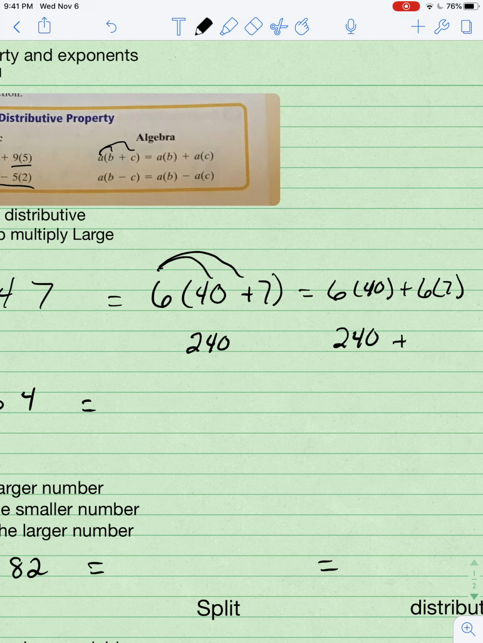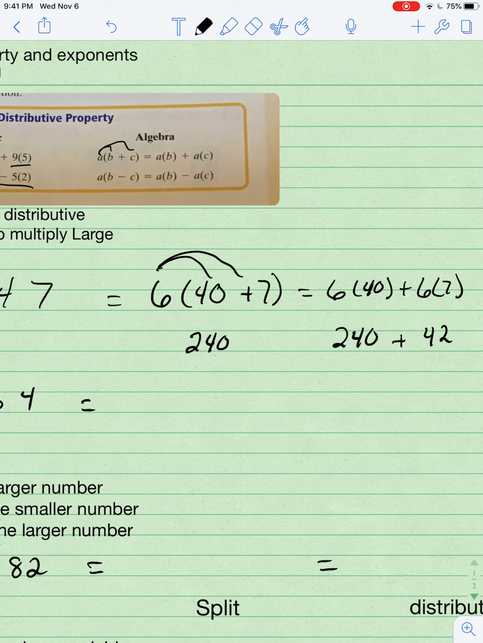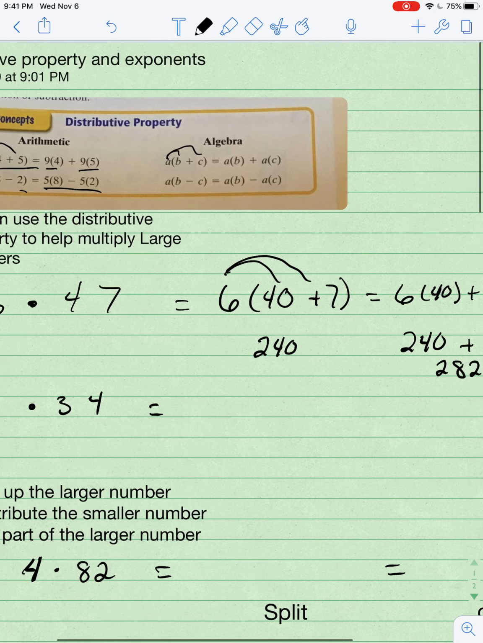And then 6 times 7 is 42. So now we have two numbers that are easier to add. 240 plus 42 is going to be 282. The 2 plus 0 is 2, the 4 plus 4 is 8, and then there's nothing to add to the 200. So that gives us our answer.